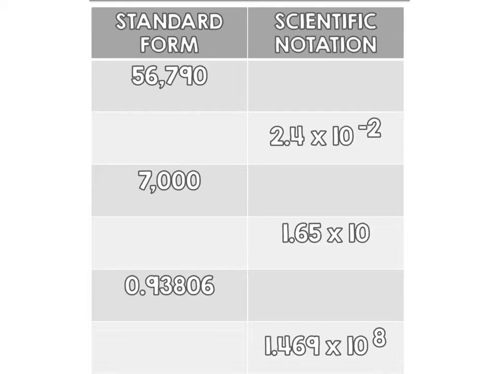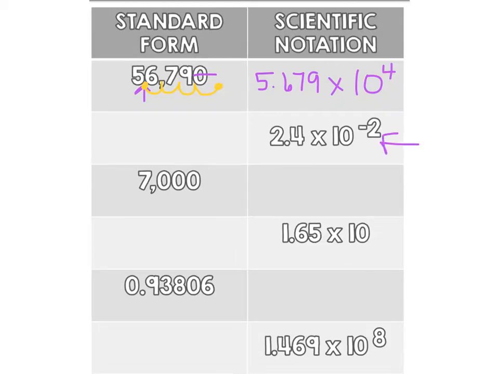Okay, 56,790. So we're going to put this into scientific notation. So we put our decimal after the first non-zero digit. So that becomes 5.679. We don't need to include the 0. Then we do our power of 10, times 10. Now we count from the invisible decimal to where we moved it. How many positions is that? 1, 2, 3, 4 positions. Big number, positive exponent.